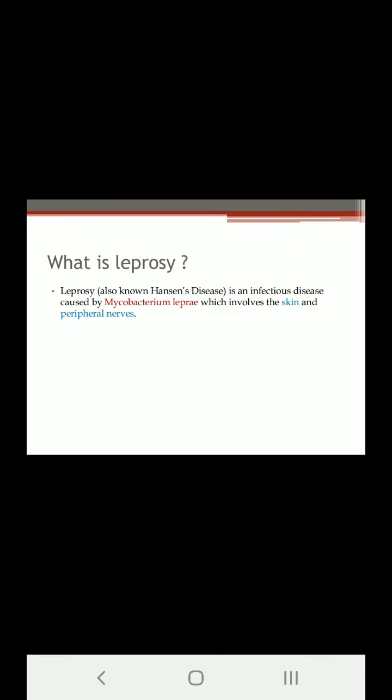Basically, what is leprosy? Leprosy is a term not to be used because it is associated with social stigma. So it is better to address it as Hansen's disease because it was discovered by Dr. Hansen. It is an infectious disease caused by Mycobacterium leprae, which involves predominantly two organs, that is skin and peripheral nerves. Skin involvement leads to cosmetic disfigurement and peripheral nerves lead to different types of deformities of the hands and foot.